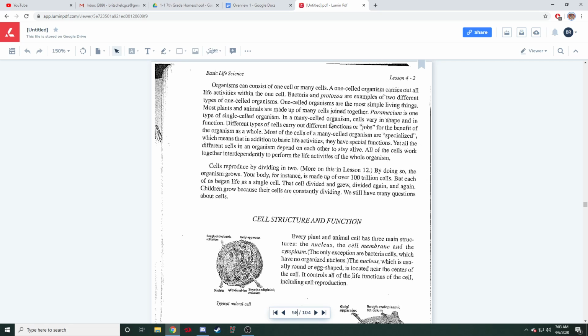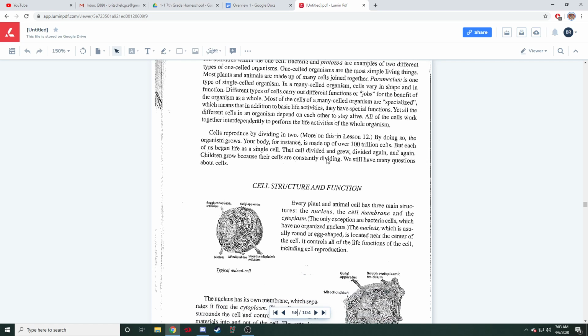In a many-celled organism, cells vary in shape and in function. Different types of cells carry out different functions or jobs for the benefit of the organism as a whole. Most of the cells of a many-celled organism are specialized, which means that in addition to basic life activities, they have special functions. Yet, all the different cells in an organism depend on each other to stay alive. All the cells work together interdependently to perform the life activities of the whole organism.